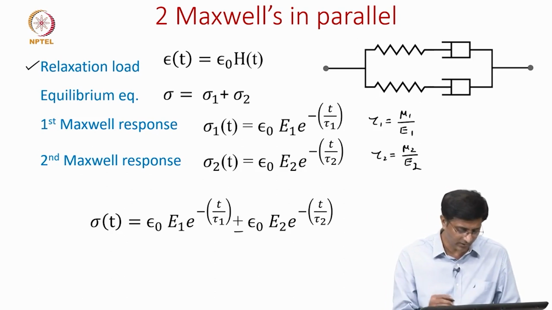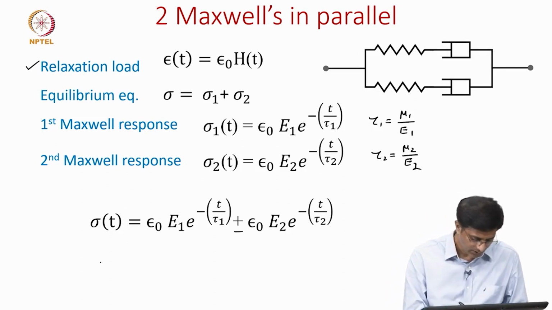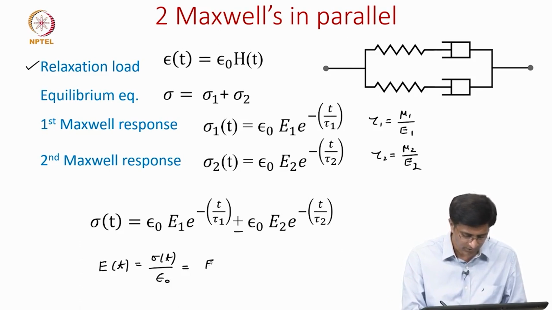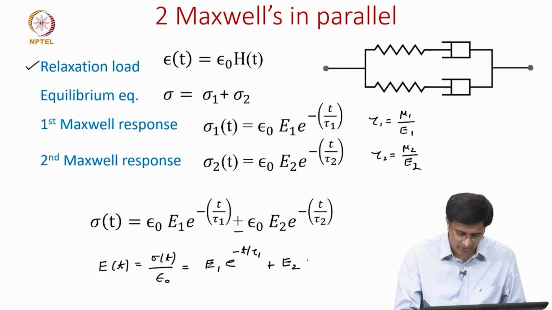But since we are looking at the relaxation response, usually we represent it with relaxation modulus. So, how can we write the relaxation modulus for this? It is simply E of t is given as sigma t by epsilon naught, which is the load, and with this we get it is simply E1 times e power minus t by tau 1 plus E2 times e power minus t by tau 2.